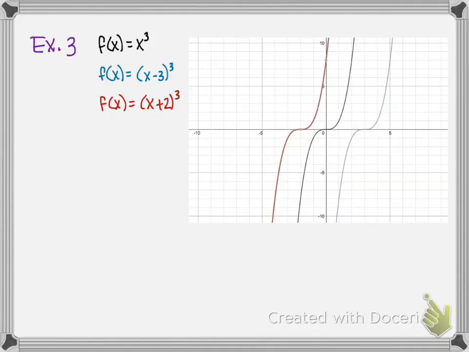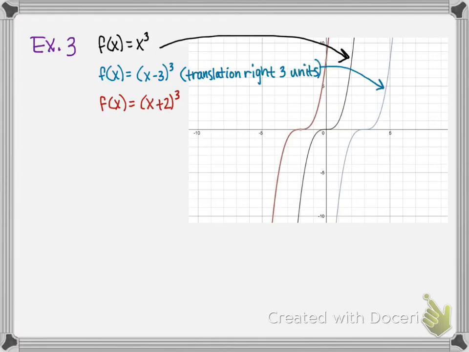Okay, looking at a third example, again, always comparing with the parent function, f of x equals x cubed. We'll look at f of x equals x minus 3 quantity cubed, and f of x equals x plus 2 quantity cubed. Here we see the three graphs. The parent function is here in black. F of x equals x minus 3 quantity cubed is a translation right 3 units, and it's here in blue. F of x equals x plus 2 quantity cubed is a translation left 2 units, and it is here in red.